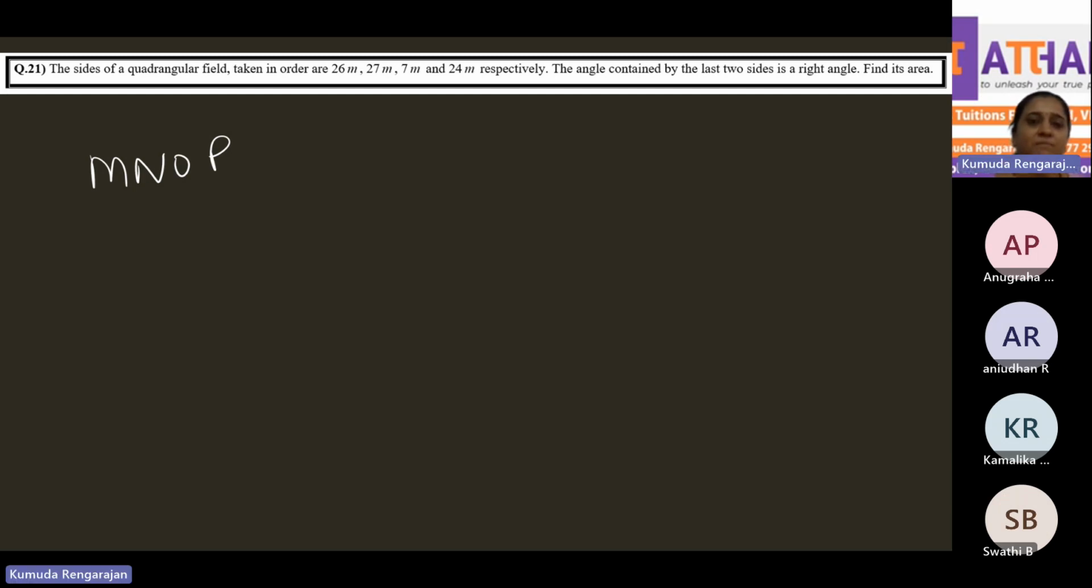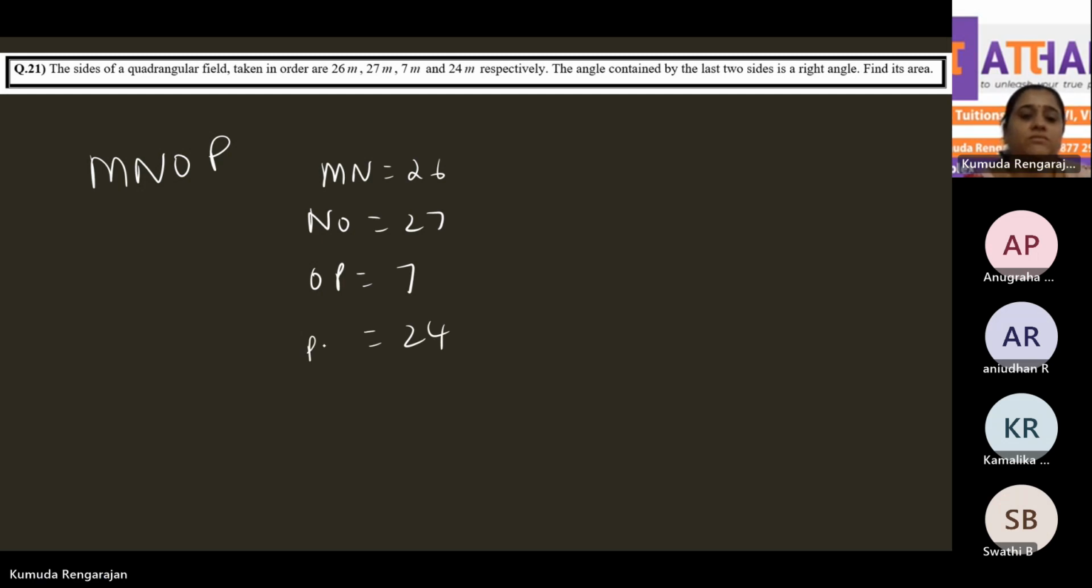PM. So the first side is MN, no? If you call this quadrangular field MNOP, then which one is 26? MN is 26. Then which is 27? NO is 27. Which is OP? Oh, sorry, which one is 7? And 24? Now you understood what mistake you had made earlier?